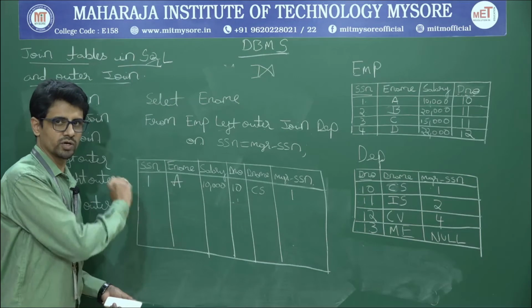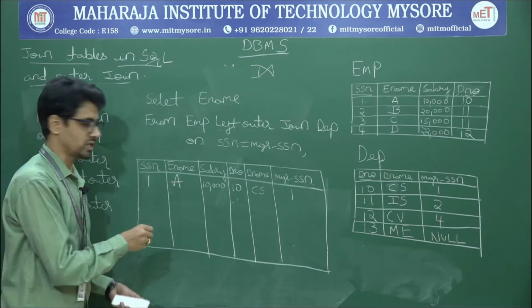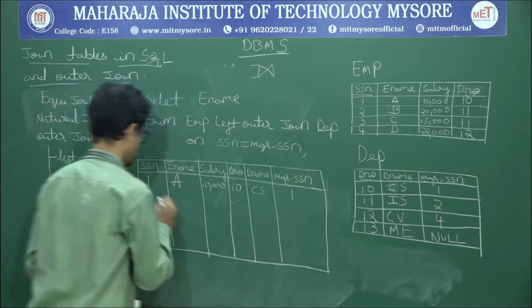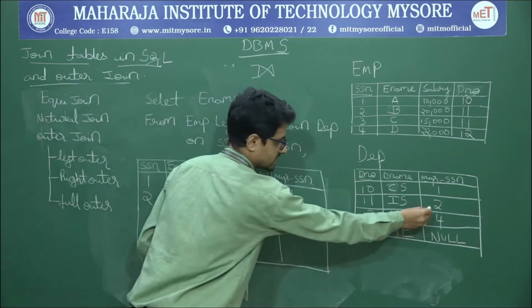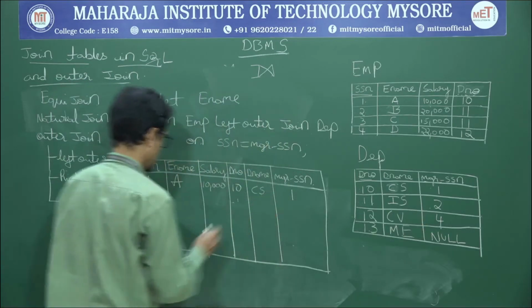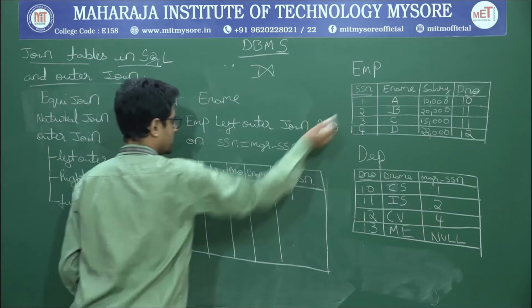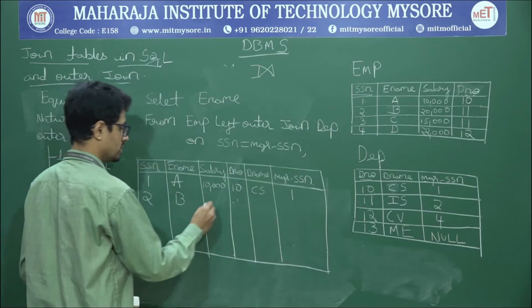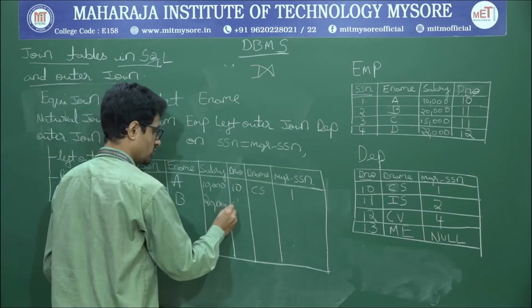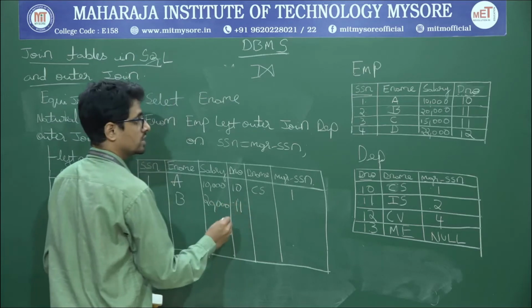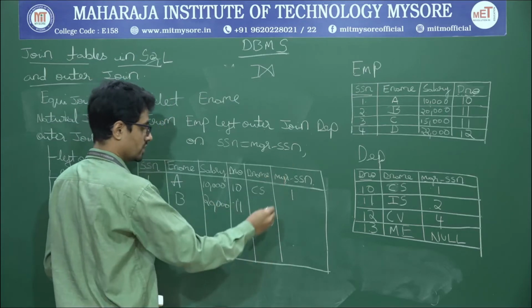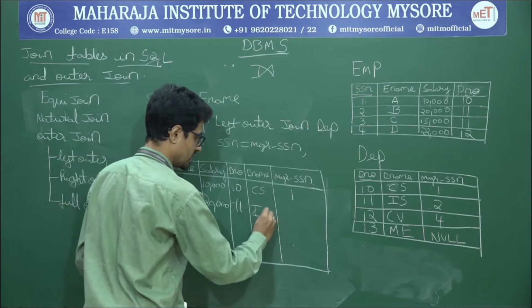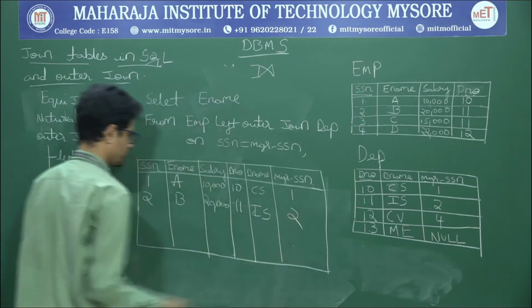This is somewhat similar to your previous join operation, that is equijoin or natural join. Next I have 2. So 2 is present here, yes, it is present in the foreign key table also. So please write the 2 details. First write the primary key table, 2B, 20,000, 11, then the branch 11 is IS and 2.